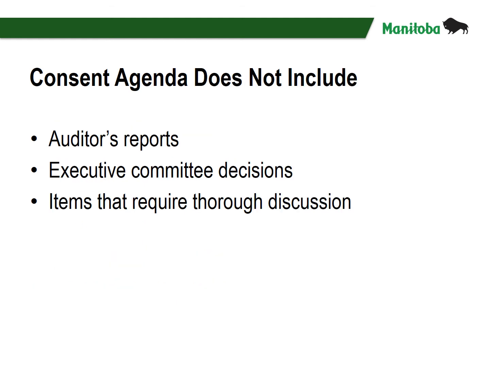Examples of items that should not be included in the consent agenda are the auditor's report, major executive committee decisions, and items that require thorough discussion or further investigation. Ask yourself if the agenda item contains an issue that warrants discussion. Is it needed for another meeting agenda? Or do we need to continue the discussion?